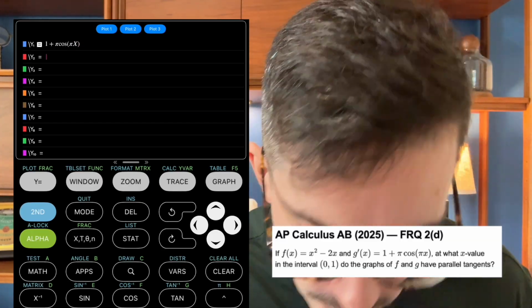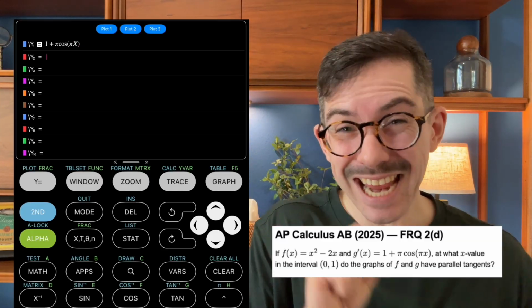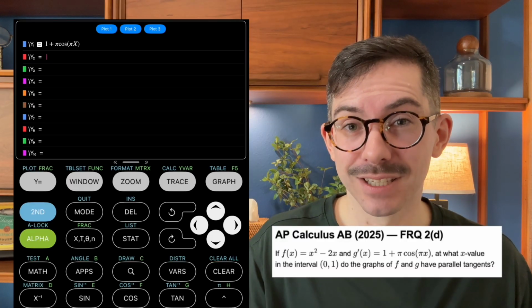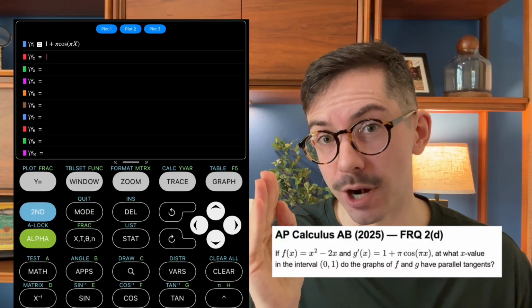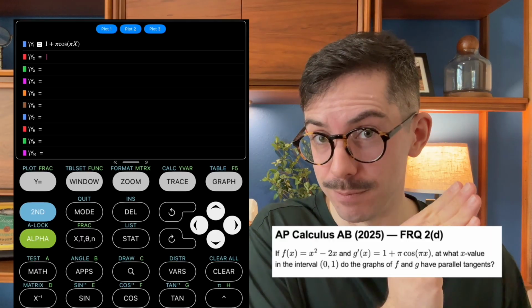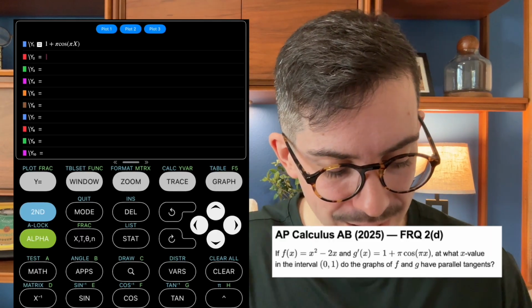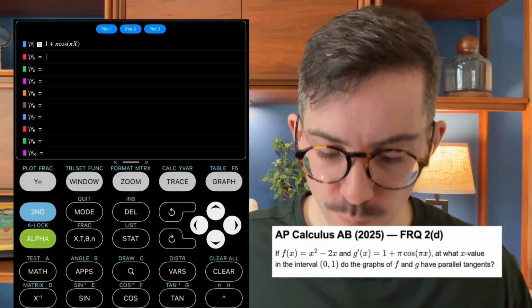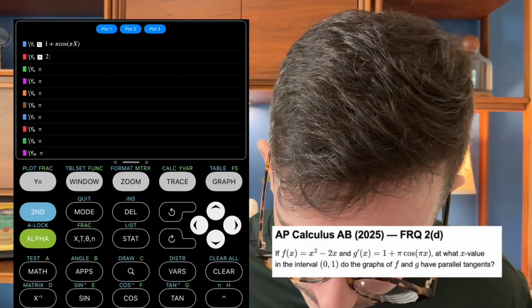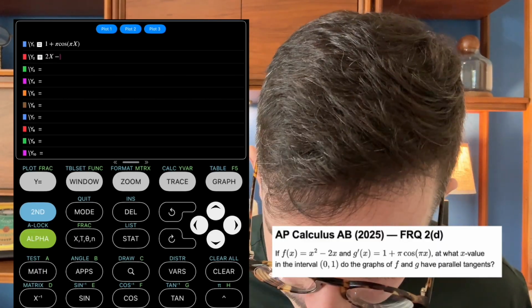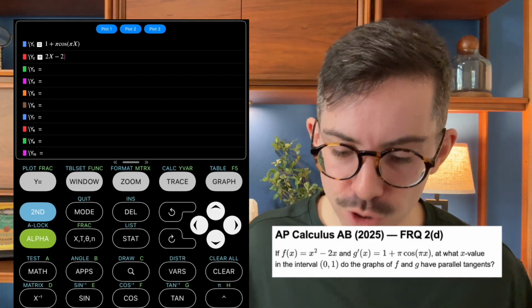That's my first rule for the derivative. The second function is f of x. But remember, I want to compare g prime, the derivative, with f prime, the derivative. So if f is x squared minus 2, f prime will just be 2x minus 2. Just taking the derivative of that polynomial.